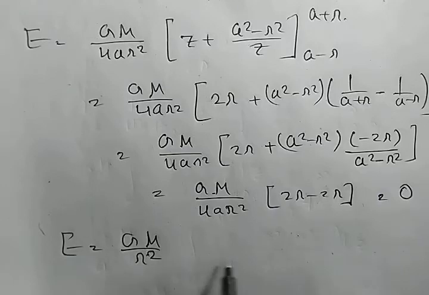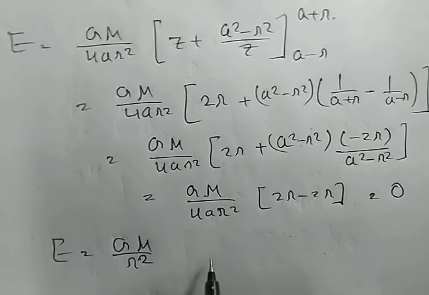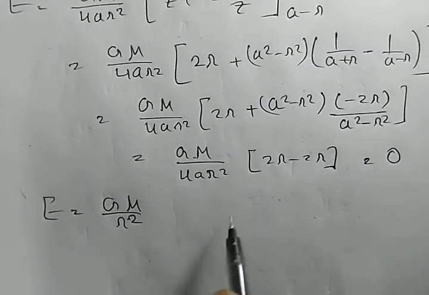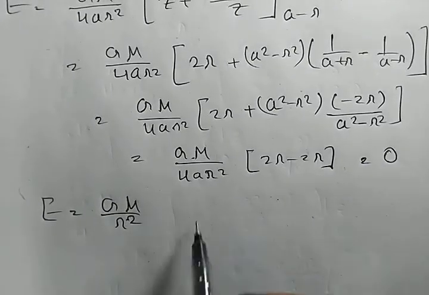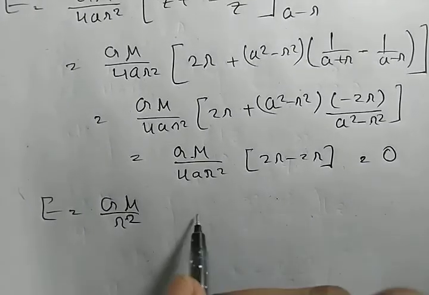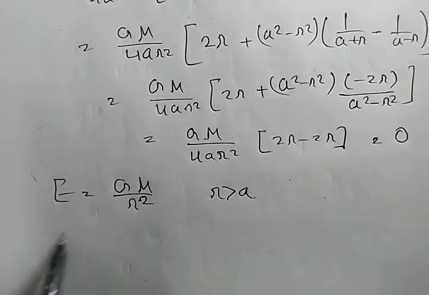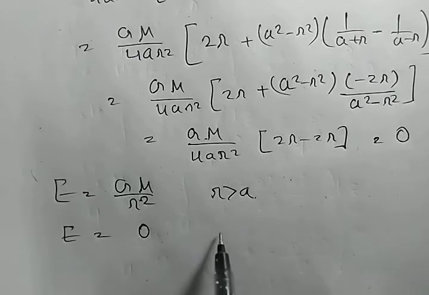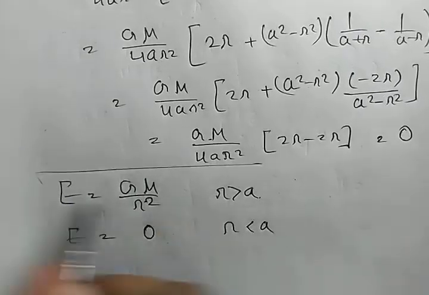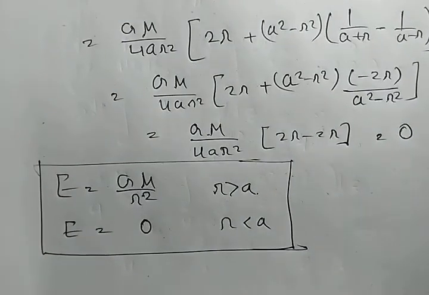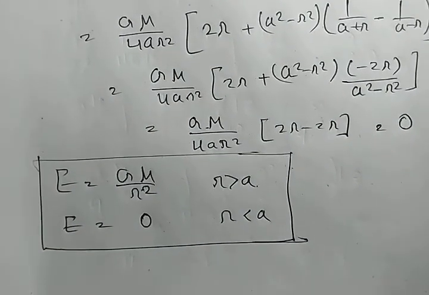So we can see that the field due to a spherical shell is equal to G M by r square when the point P is located outside the spherical shell, that is r greater than a, and if the point P is located inside the spherical shell, we can write E equal to 0. So this is the result of our derivation. I hope you like this video and see you in the next one.